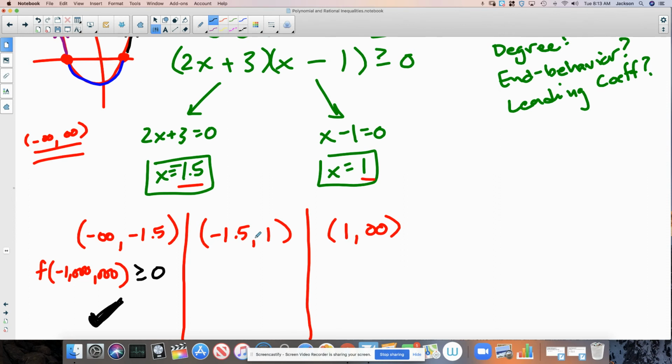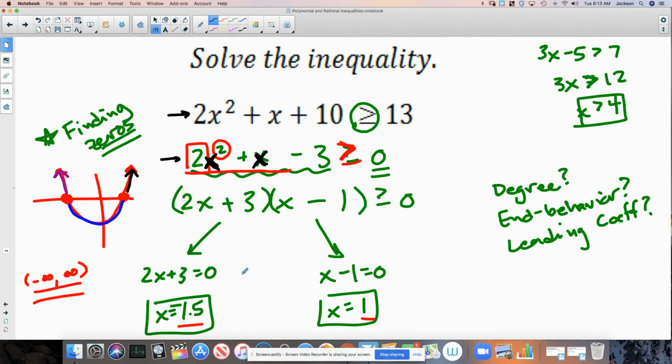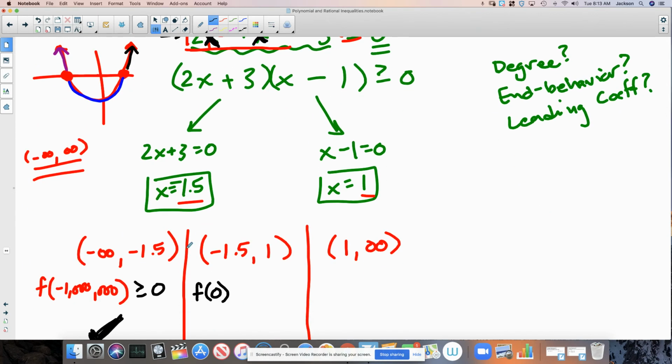Let's do the same thing here. Tell me an easy number to work with between -1.5 and 1. How about 0? Plugging in 0 is easy. So let's plug in 0. What happens if I plug in 0 here? This whole thing becomes 0. What happens if I plug in a 0 here? This whole thing becomes 0. So I've got 0 plus 0 minus 3. What is that? That's definitely not greater than 0. That's equal to -3, which is not greater than 0. So we're not using any points in this interval.